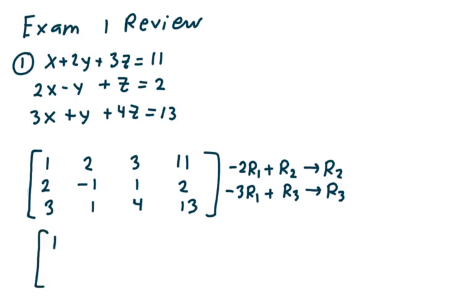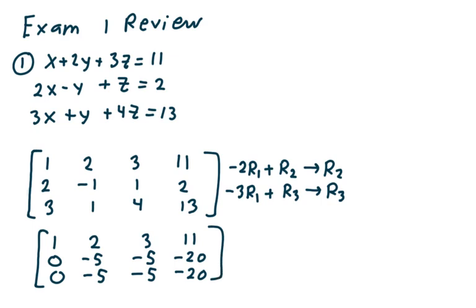We get 1, 2, 3, 11, then 0, and negative 2 times 2 minus 1 is negative 5, and then negative 5, and then negative 20. Then 0, and negative 3 times 2 is negative 6, negative 6 plus 1 is negative 5, and then negative 5, and then negative 20.